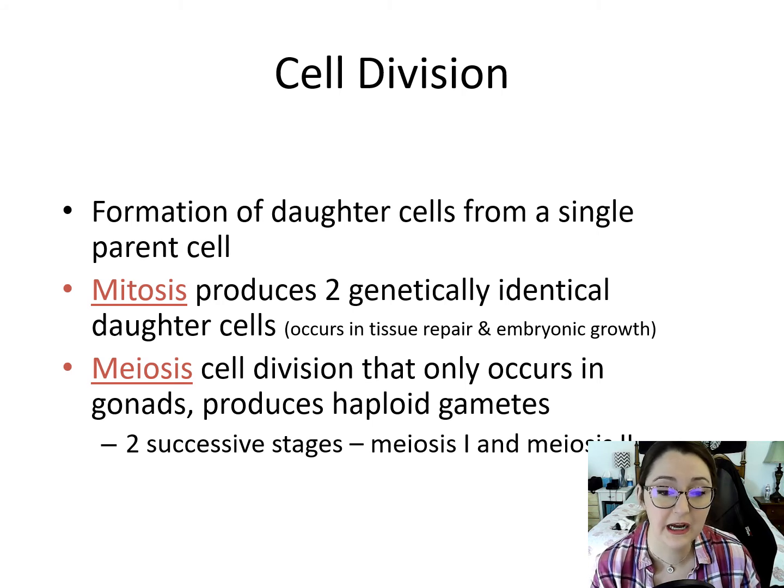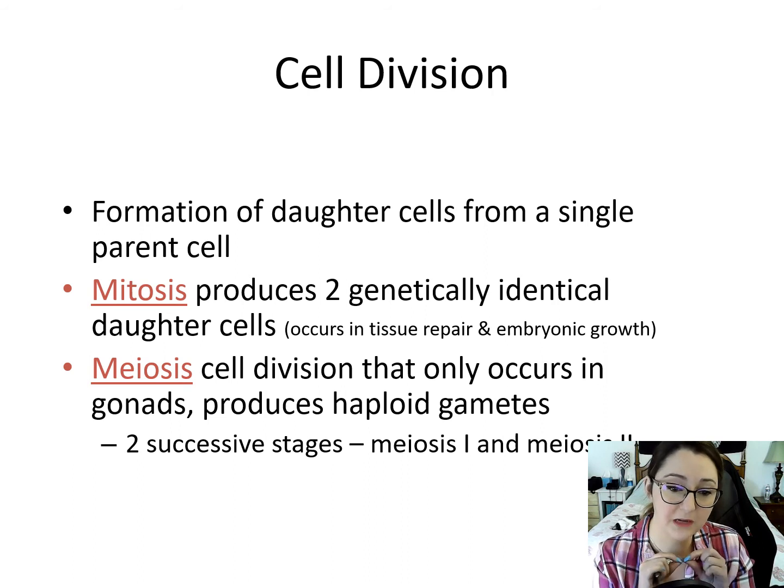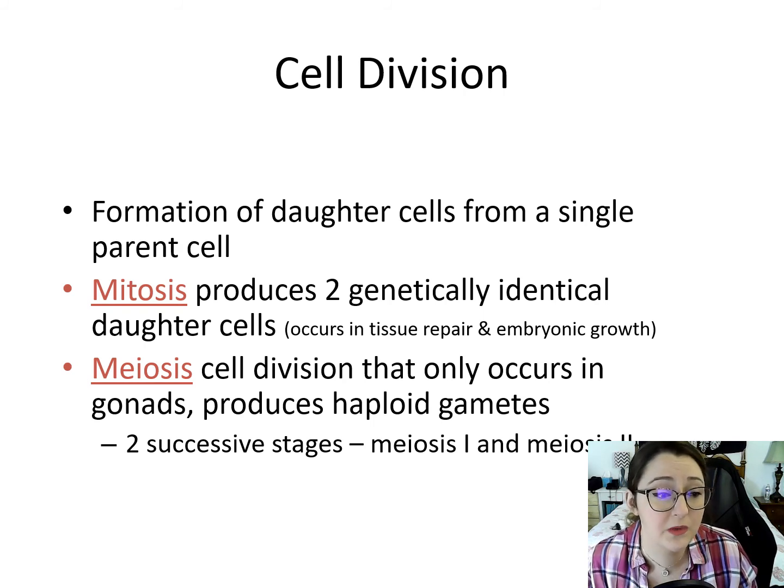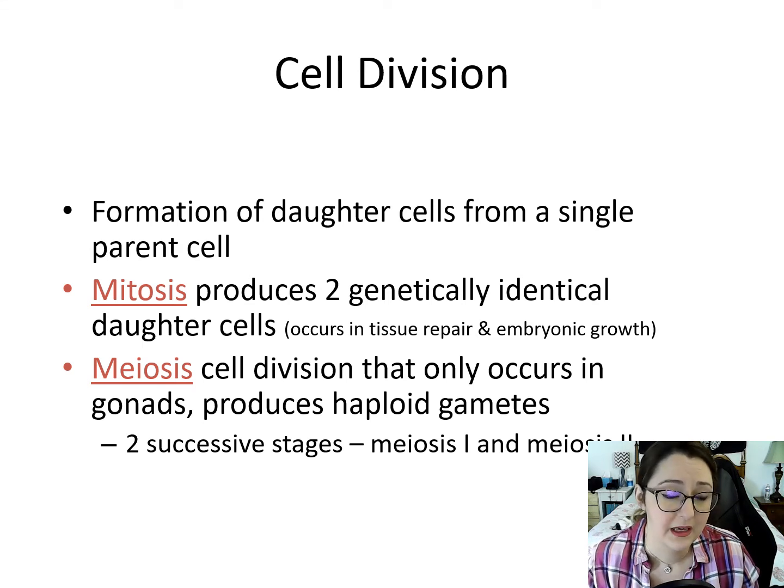So from the time that you are a little zygote, where a sperm and an ovum come together to create a fertilized egg, as those cells grow, they are using mitosis in order to create more cells, which will eventually create a fetus or an embryo. And then we have meiosis, which is cell division that only occurs in the gonads, so in an ovary or a testicle. And these are going to produce haploid gametes.